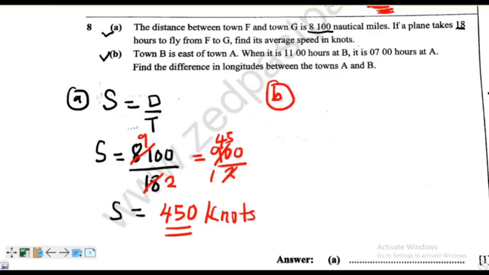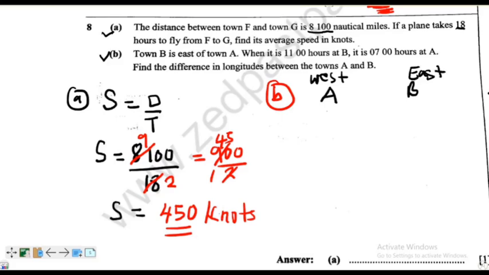Okay, we now move on to question B. Question B reads, town B is east of town A. When it is 11 hours at town B, it is 07 hours at A. Find the difference in longitudes between the towns A and B. So town B is east of A, meaning that town A is on the west side. Then town B is on what? East side. This is the interpretation, okay?